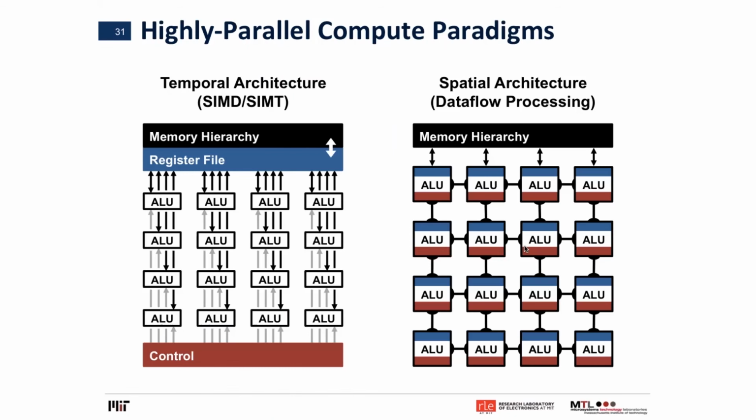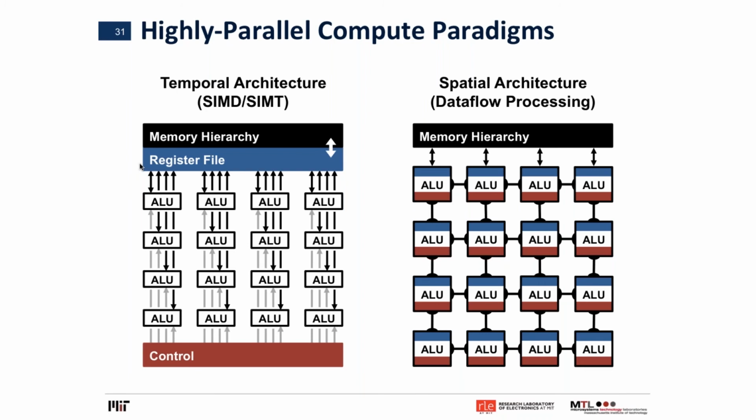Okay, so in terms of the types of architectures that we can use to exploit this reuse, there are 2 different types. One is the temporal architecture, which uses SIMD or SIMT, very similar to the architecture you would have in a CPU or GPU. The idea here is that you have multiple ALUs, they all share the same control, and they all share the same register file. So they're all working pretty much together, doing the same operations and pushing the memory straight to the register file.